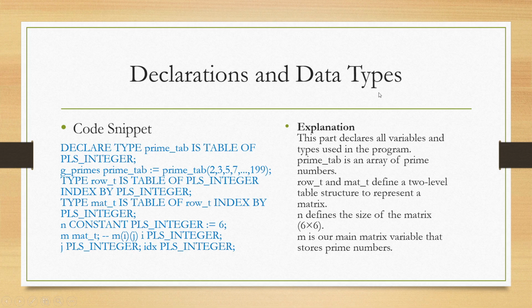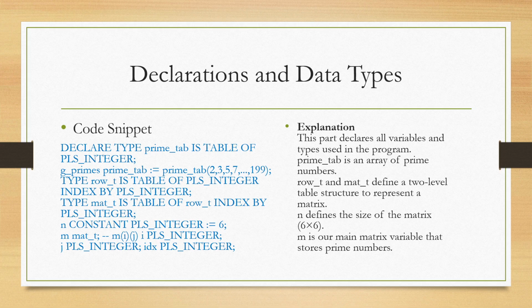So this is the first section, the initial section: declaration and data types. This part declares all the required variables and the data types. Because we have to store the matrix values, obviously we have to define specific data types. So the table-structured data should be stored in a table-structured data type.